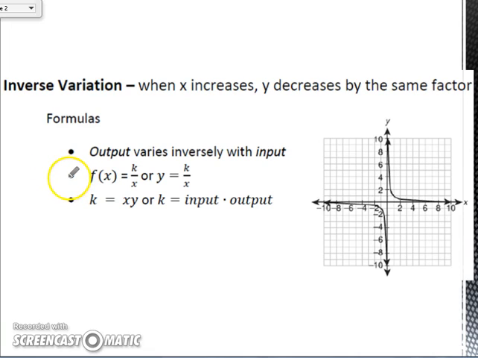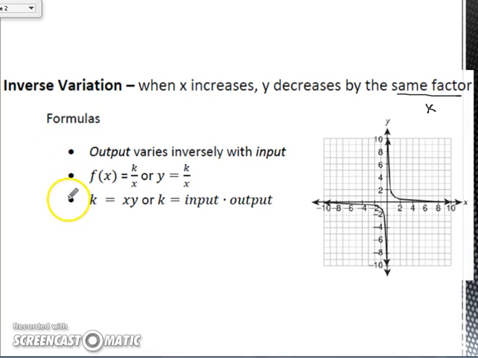But the equations for inverse variation, think of it as when x increases, y decreases by that same factor, and that same factor is k. So we're going to use f of x equals k divided by x, or y equals k divided by x. Again, f of x and y are the same value. They both represent the output, or the y values, and inputs are your x values. And it also helps to think of it as output varies inversely with the input. So your y values vary inversely with your x values.